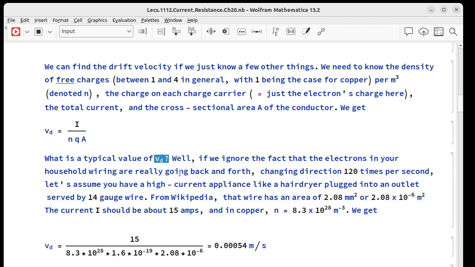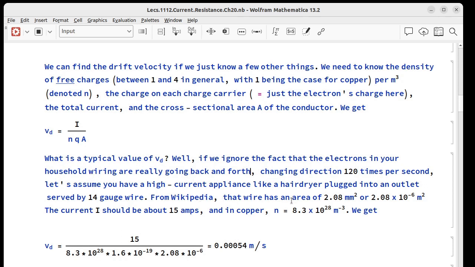What are typical drift velocities for conductors? Well, one thing we have to ignore is that in your house, the electrons are really going back and forth 120 times a second. They change direction. If we ignore that and pretend your house is run on batteries of equal size instead, let's say you have a high current appliance like a hairdryer plugged into an outlet with 14 gauge wire, which is pretty much a normal setup for a house.